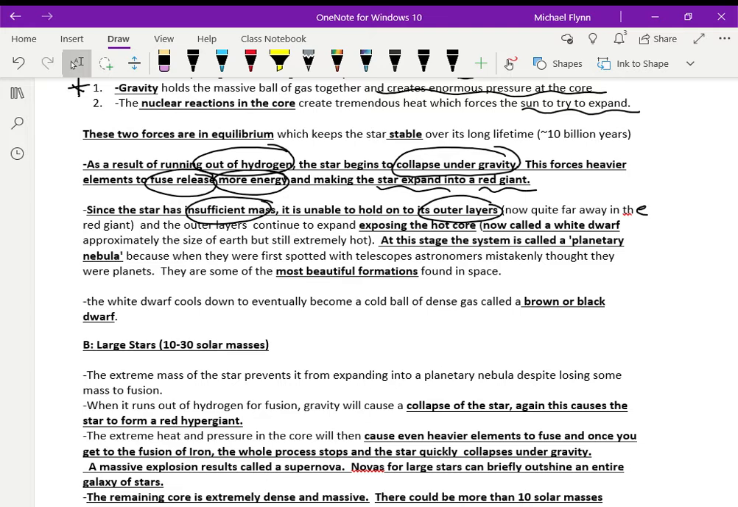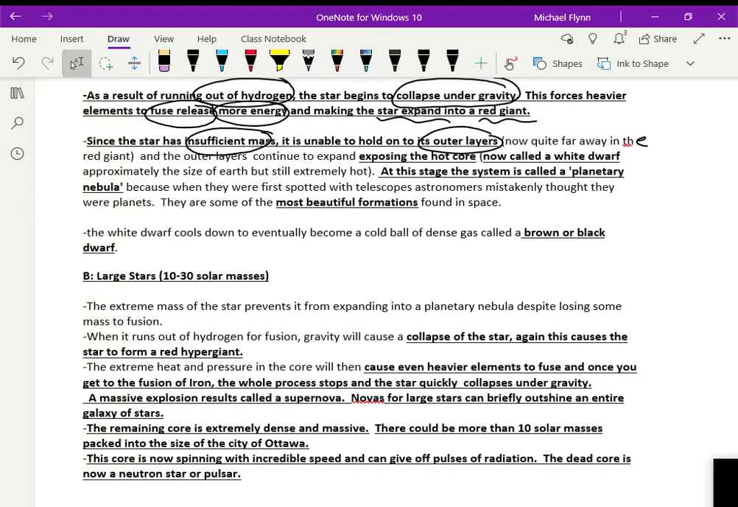So planetary nebula, we saw what that is, and they're very beautiful. It's really an amazing thing to see out there in space. Eventually that white dwarf will cool off. The temperature will drop, there's no more nuclear fusion, so it'll cool off because it's exposed to outer space, and it'll become what's called a brown or black dwarf.